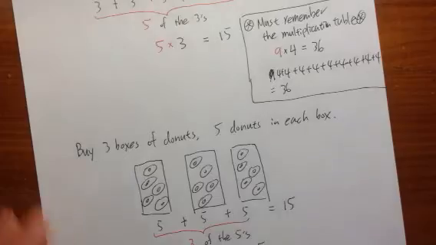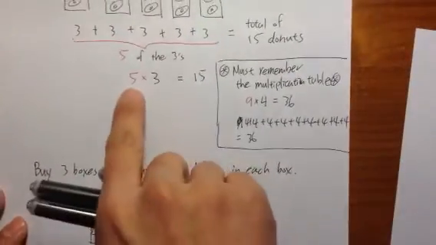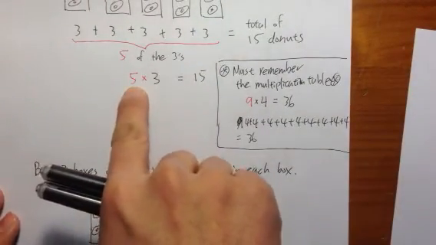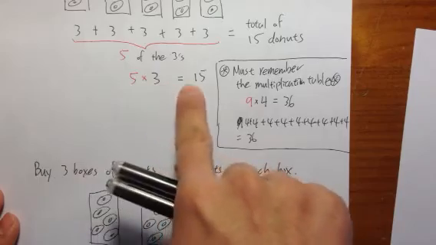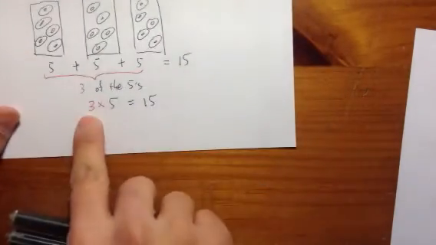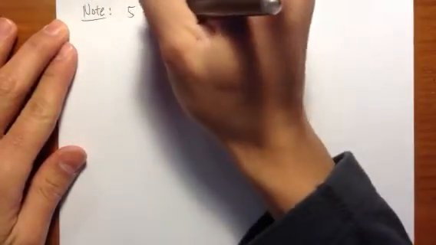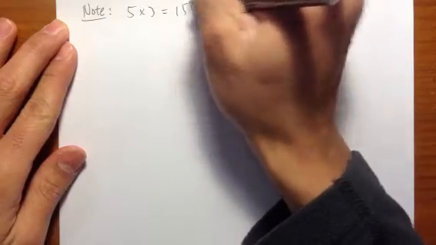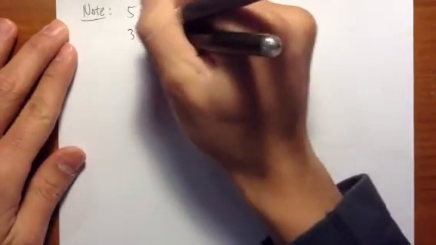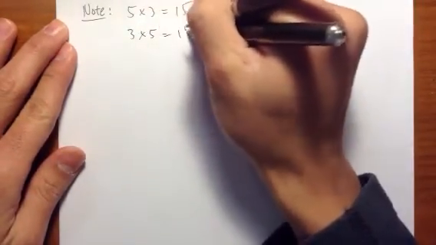Okay? And I want to point out that as we can see right here, I get 5 times 3 is equal to 15, and 3 times 5 is also equal to 15. So let me write down a note right here. So note, 5 times 3 is equal to 15, and then 3 times 5 is equal to 15.